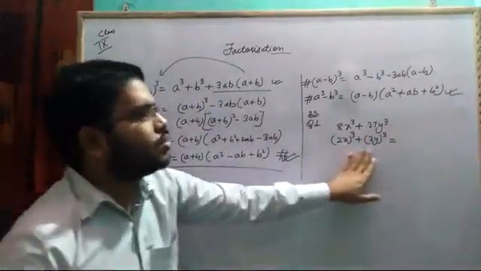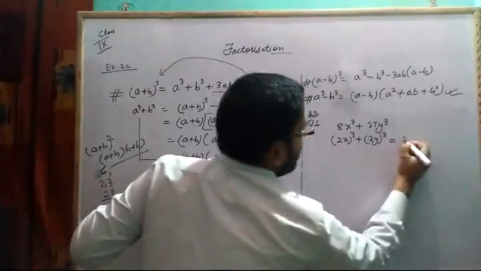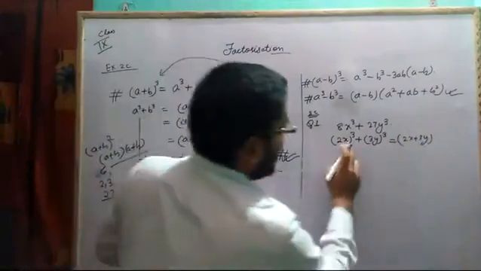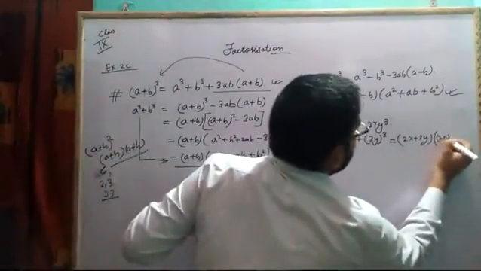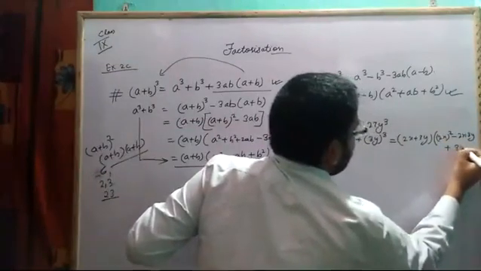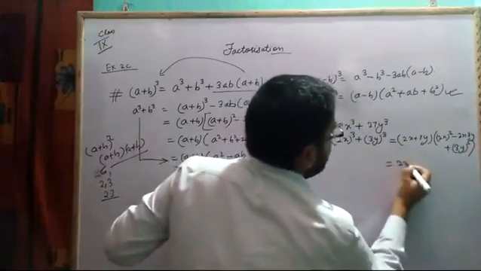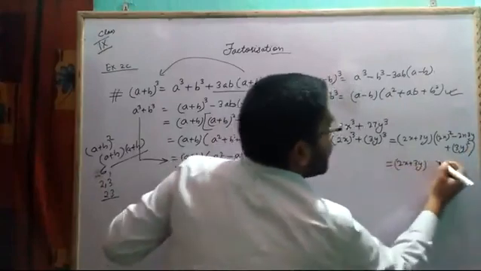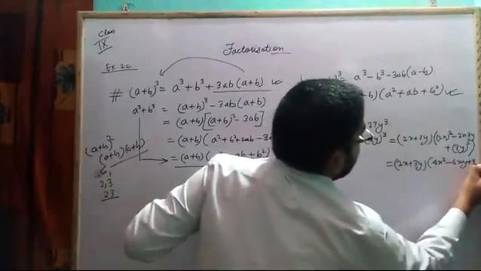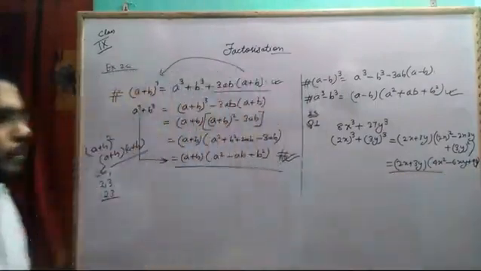So first I will write it as a cube plus b cube. Now a cube plus b cube is equal to (a plus b) multiplied with (a square minus ab plus b square). That means I can write (2x plus 3y) multiplied with (2x) whole square minus 2x into 3y plus (3y) whole square. So from here we will get (2x plus 3y) into (4x square minus 6xy plus 9y square). So this will be your answer for question number 1, subpart 1.